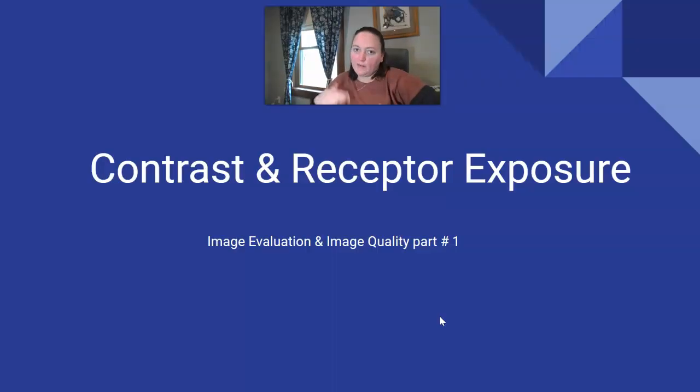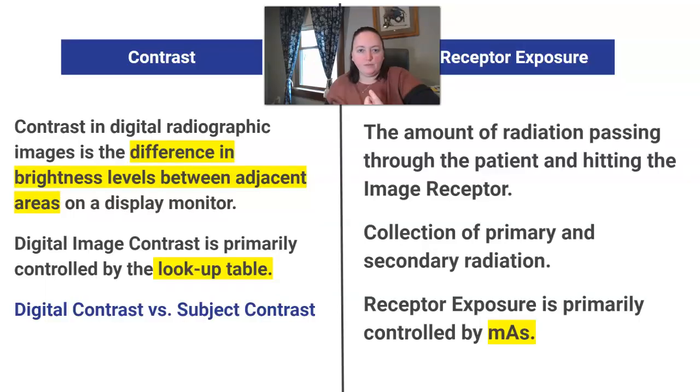Alright guys, we are coming back with contrast and receptor exposure. So kind of the other parts of that imaging chart that we need to figure out what controls each thing. So just a little bit, the difference between the two. Contrast in your image is the difference in brightness levels between adjacent areas. Digital contrast is primarily controlled by the lookup table. We're going to split it into digital contrast and subject contrast. We'll go into that in a few minutes.